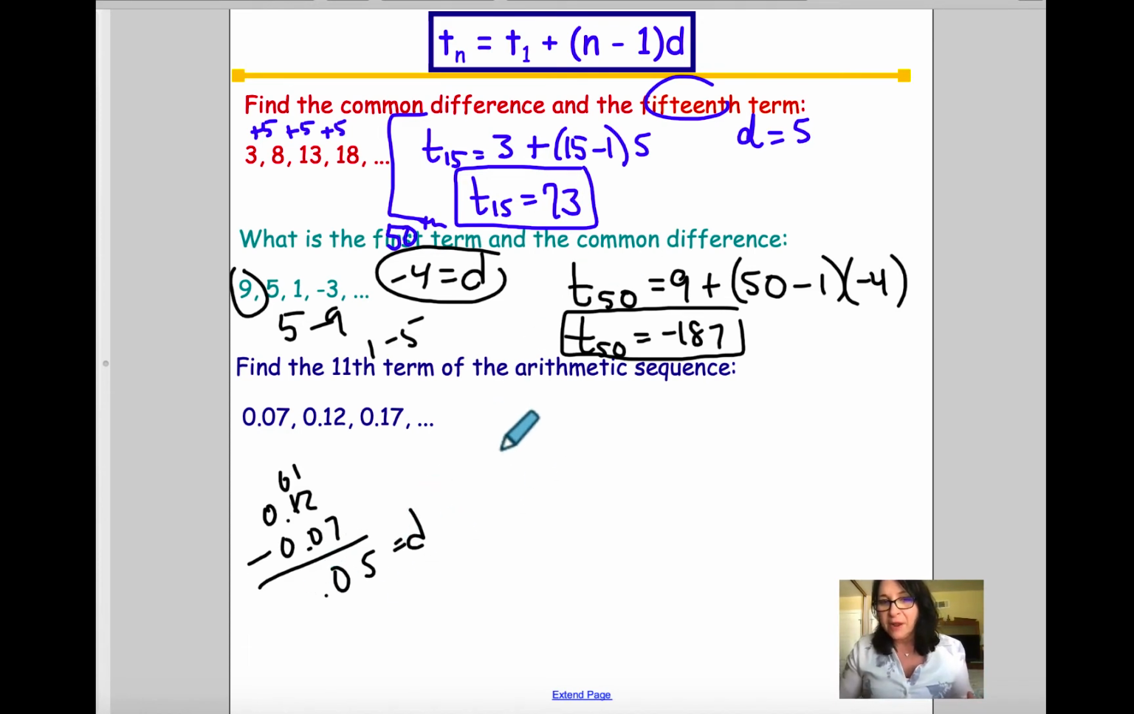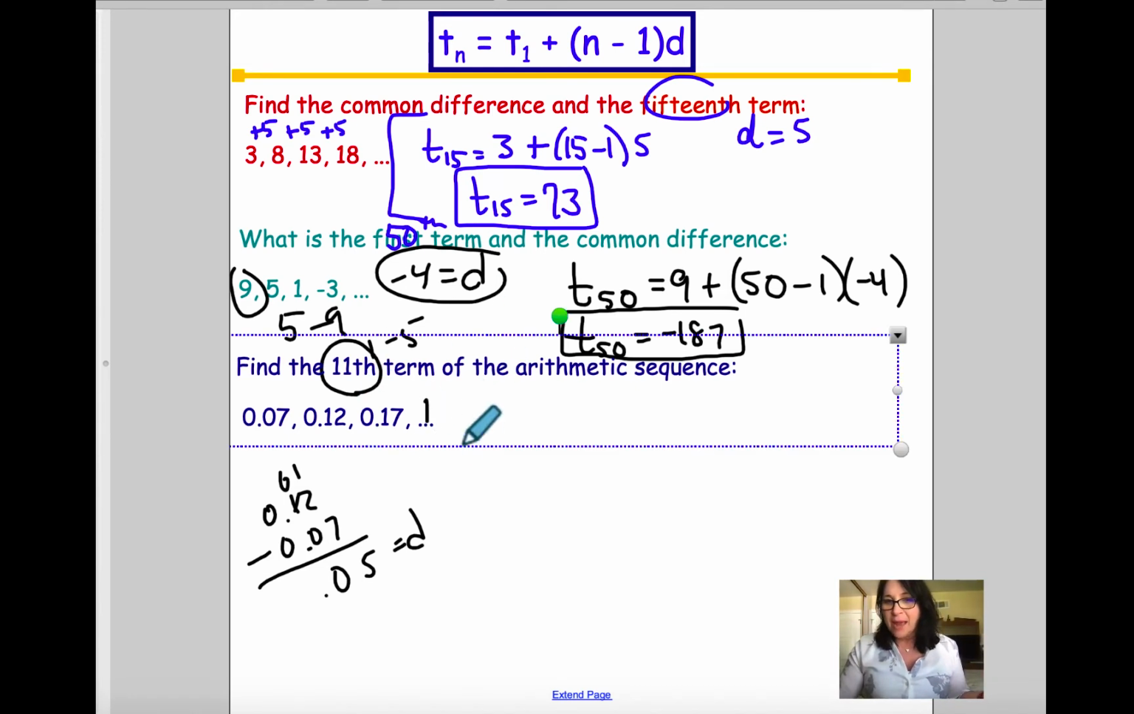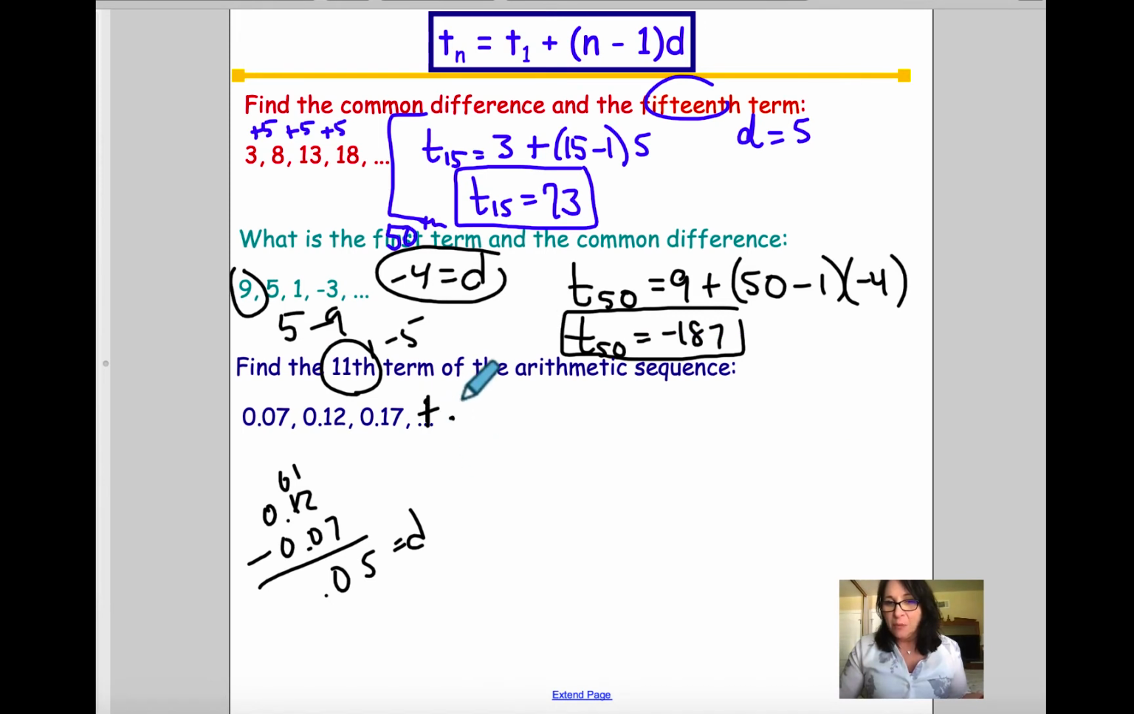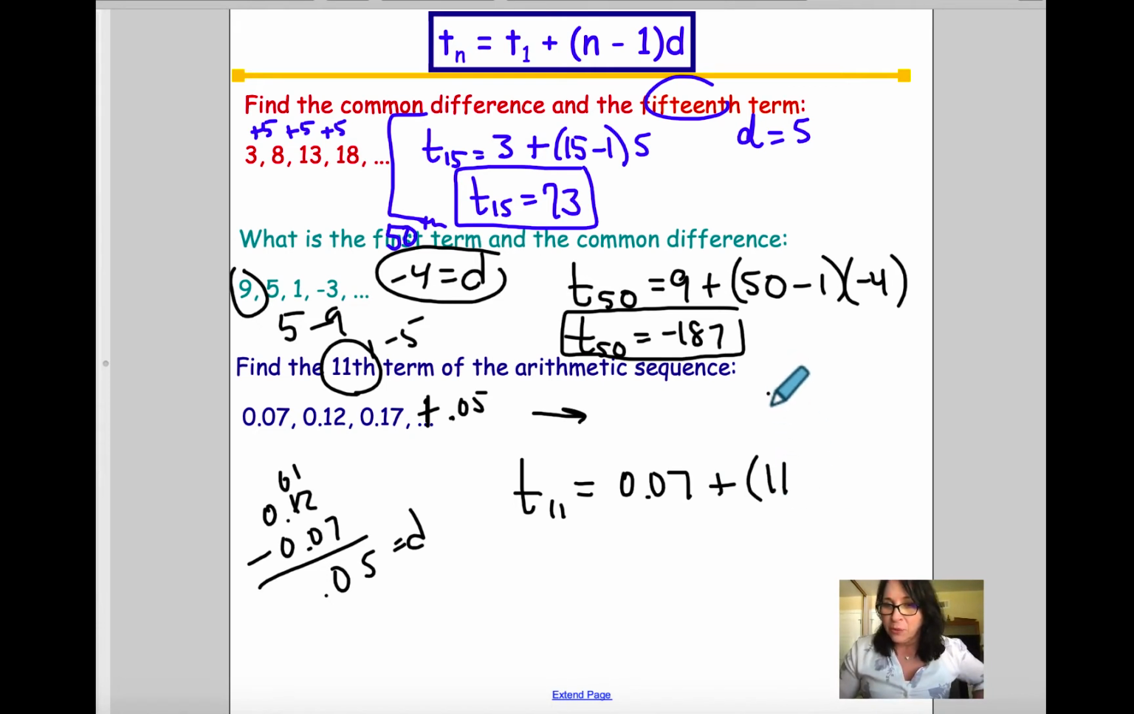So using that in my formula, they want to find the 11th term. Once again, I know that you can keep adding 0.05 and keep going, okay? But let's use the formula. So we're going to find the 11th term. So T of 11 is equal to my first term, which is 0.07, plus the term I'm looking for, 11, minus 1, times my common difference, which is 0.05.